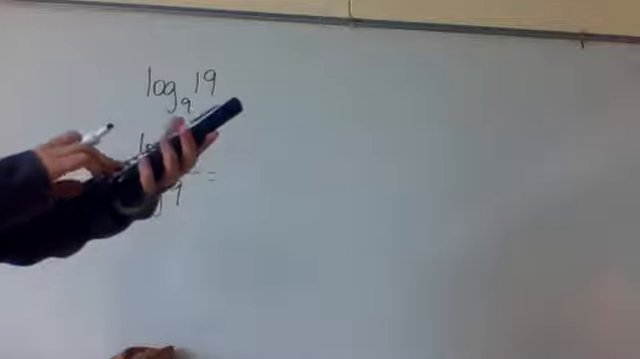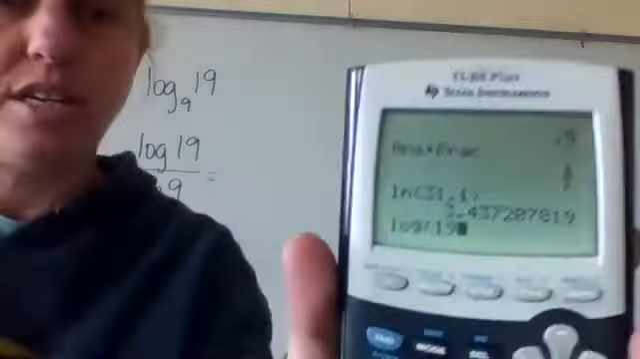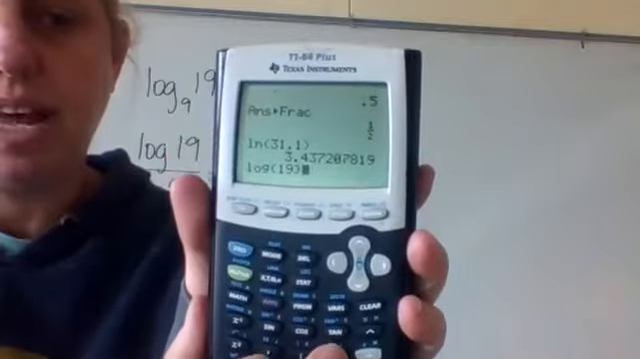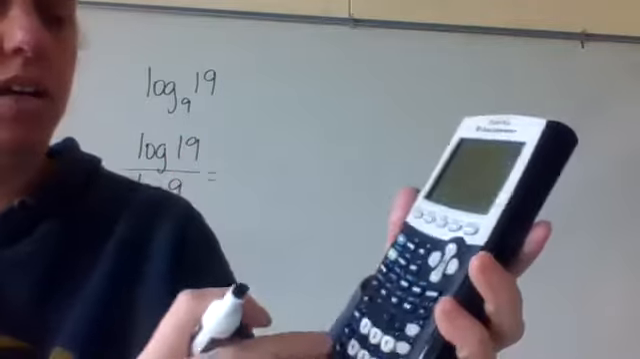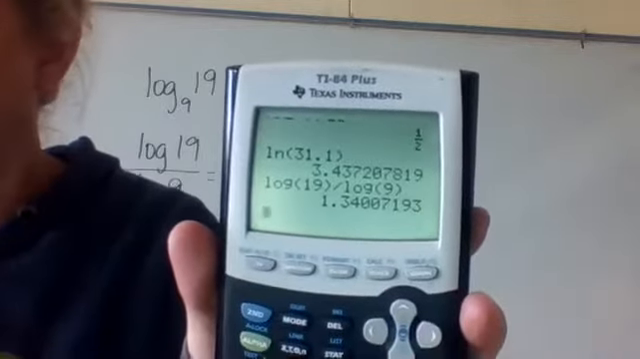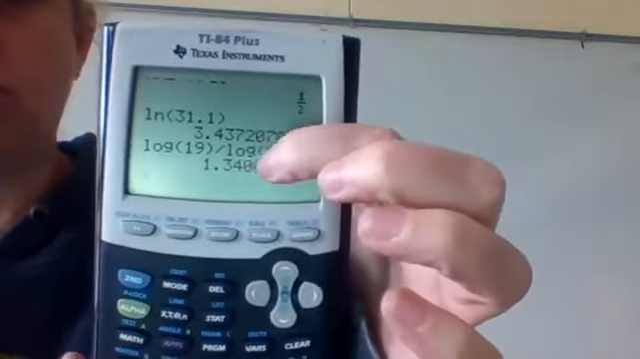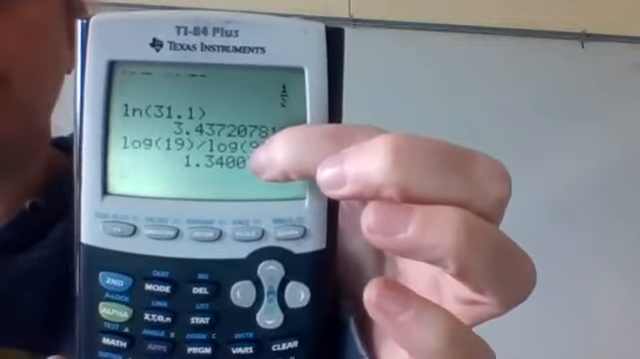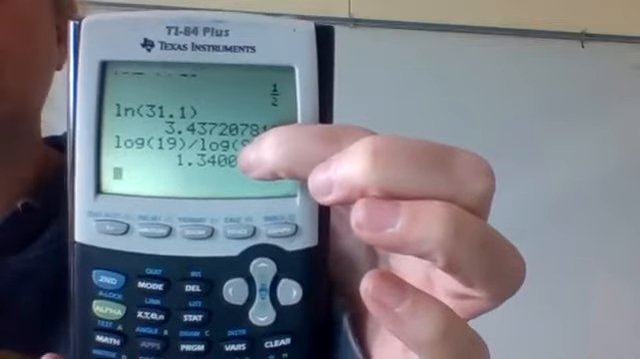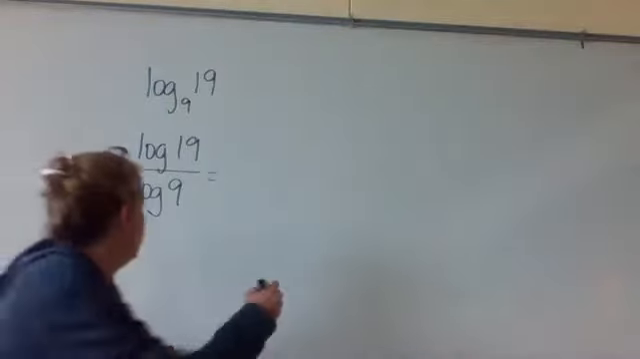So log 19. Now when you're typing this in, make sure you close after the 19, right? You want to stop the numerator, so close it, and then divide it by log 9, close. And then round that to 4 decimal places. So 1, 2, 3, 4. But this time, after that 0 is a 7, which means I need to round that 0 up to a 1. So I'll have 1.3401.